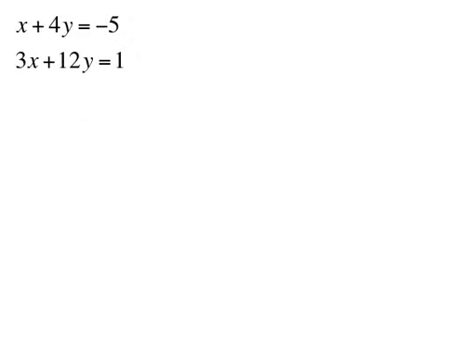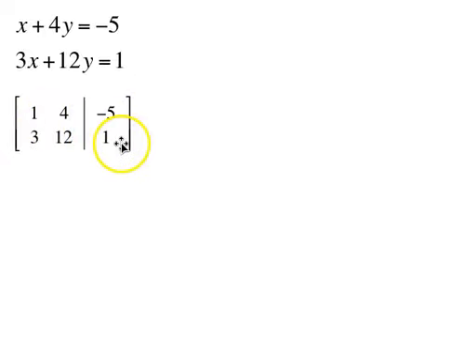Our next example is x plus 4y is negative 5, and 3x plus 12y is 1. We always start by writing this as an augmented matrix. Looking at the coefficients: 1, 4, negative 5, 3, 12, 1. We want a 1 in the upper left-hand corner. If we have to divide, we do that, but we have a 1, so that's great. We will use that 1 to turn that 3 into a 0.